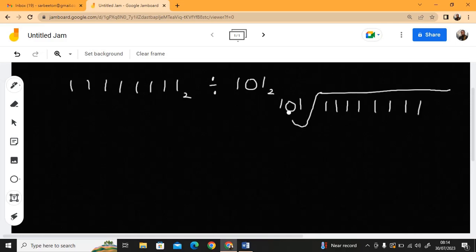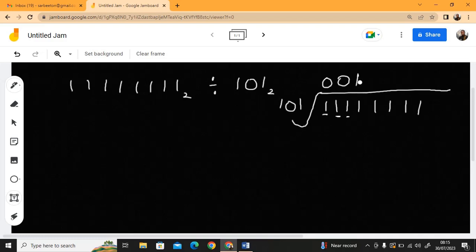Now I'll take one out of them. 1, 0, 1 is bigger than 1. So I'll write 0. Pick the next number. That is 1, 1. 1, 0, 1 is bigger than 11. So I'll write 0. Then pick the third one. 1, 0, 1 is less than what is here. This one here is bigger than what is here. So I'm going to write 1.